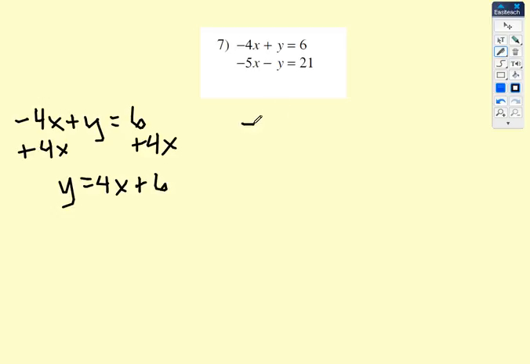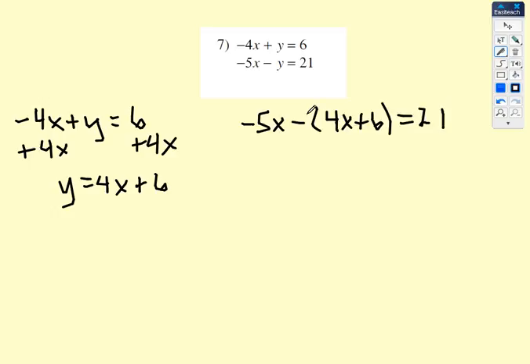I'm going to plug that in for y, and I'm going to put it in parentheses, like I showed you in the warm-up today. You want to put it in parentheses so that you can distribute correctly. So minus (4x plus 6) in parentheses. I'm subtracting that whole thing from negative 5x, and that equals 21.